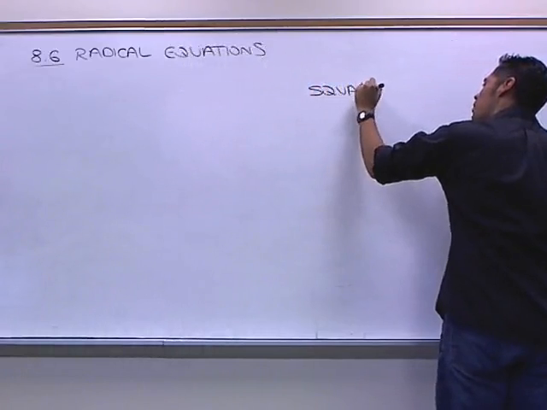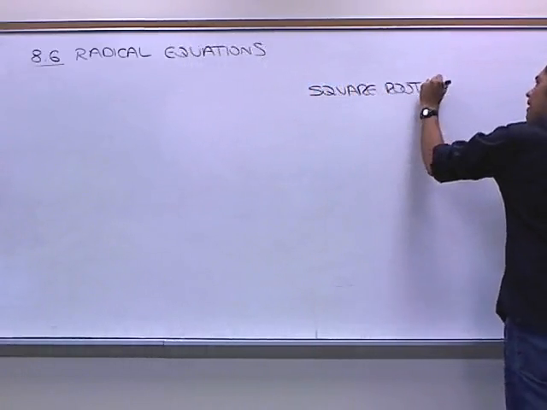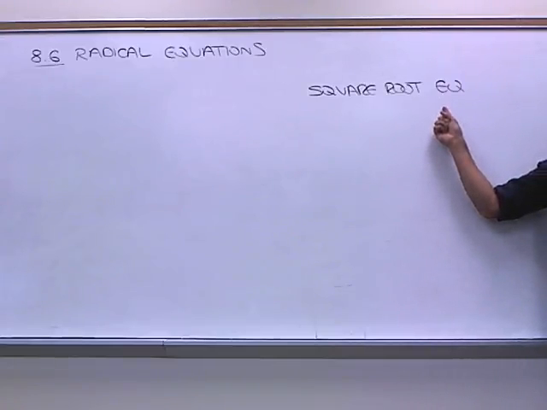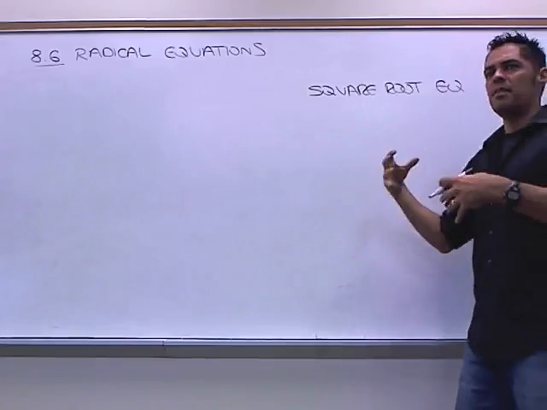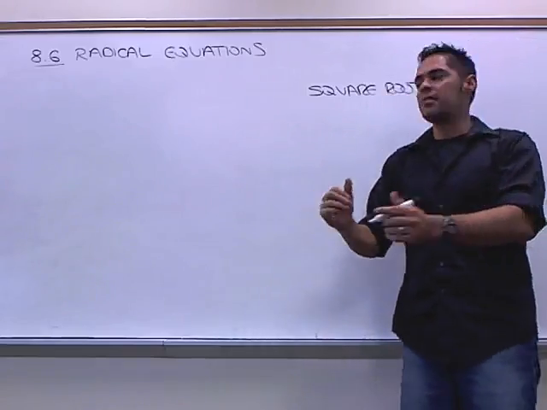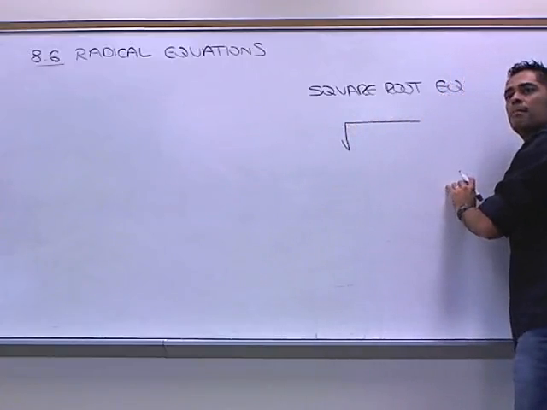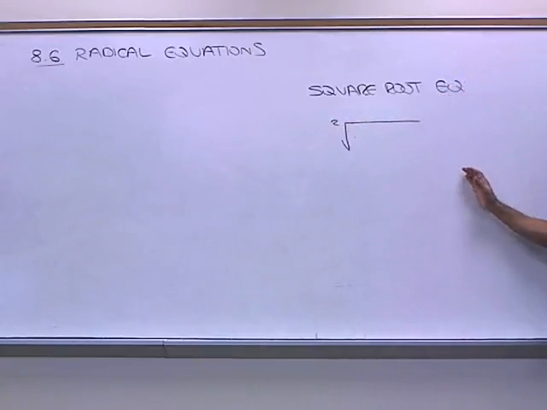All right, so what we've done already, if we go back to what was on the test, are square root equations, right? We did that on the test. A square root is a specific type of radical. It's the radical symbol with the 2 out here. That's what a square root is.